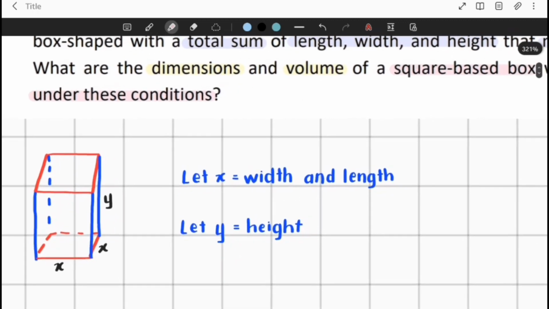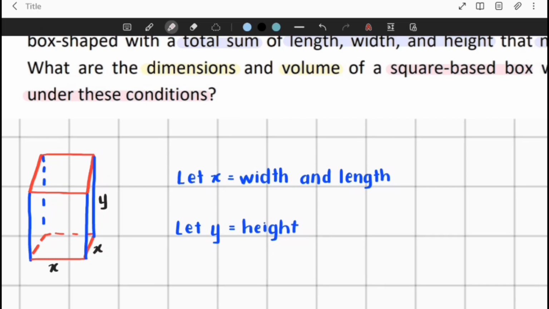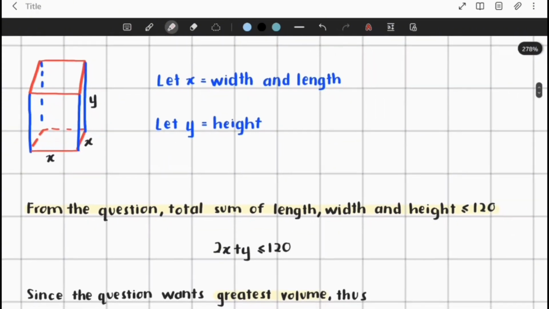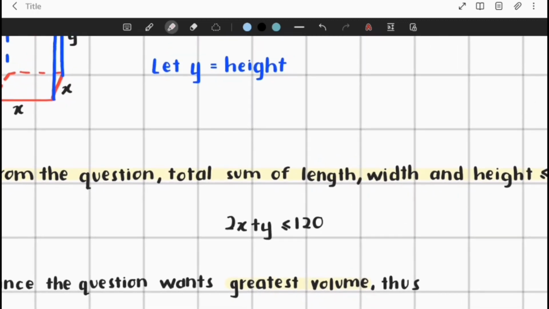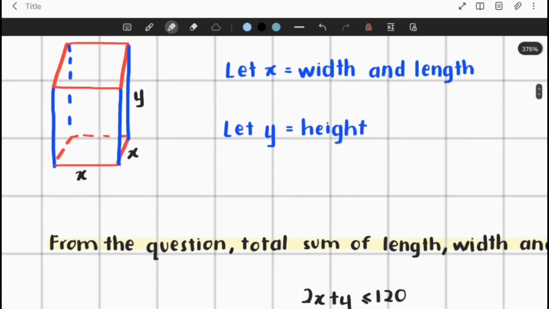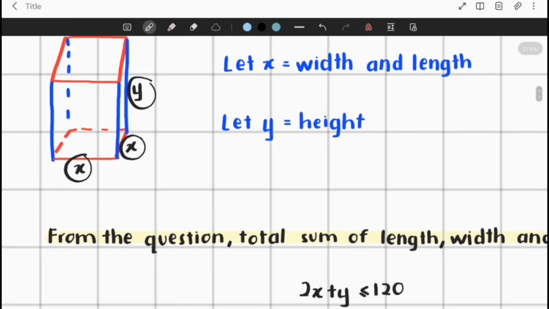So based on this box, I let x equal to width and length because it's a square base box, and I let y as the height. So first, we know that from the question, total sum of length, width and height cannot exceed 120. So that's why I use 2x plus y less than or equal to 120, because the question said that total sum of length, which is this plus this plus this, cannot exceed 120.